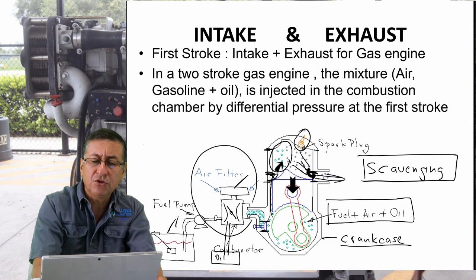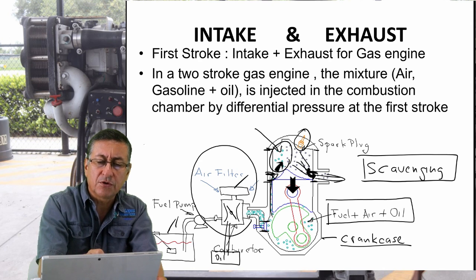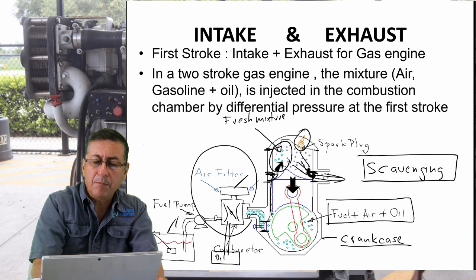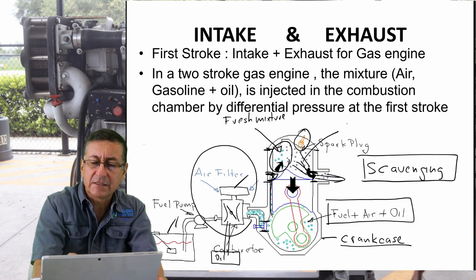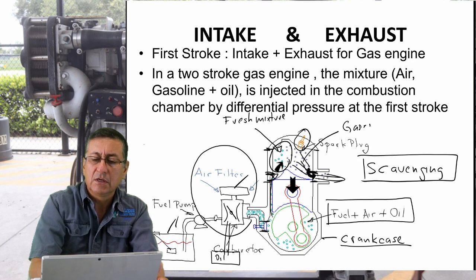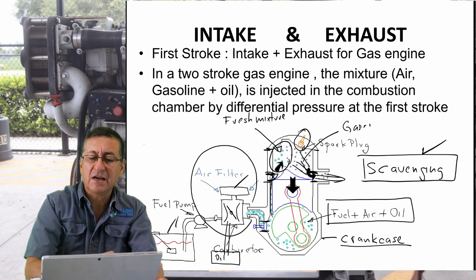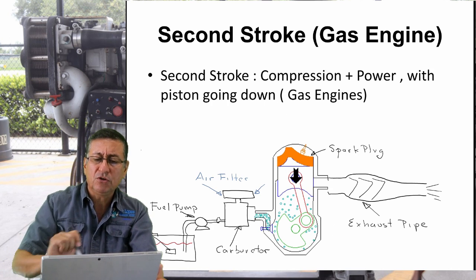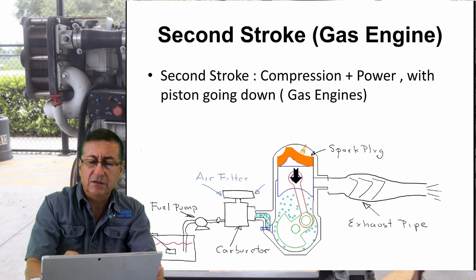All right, the mixture here, this is the fresh mixture. It enters and pushes the smoke, the gases, out. The name of that process is scavenging. This is when the piston is going down.